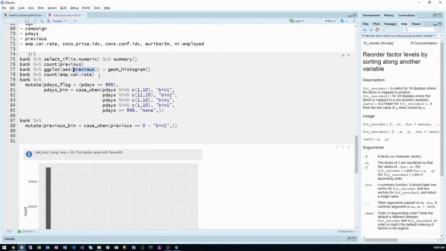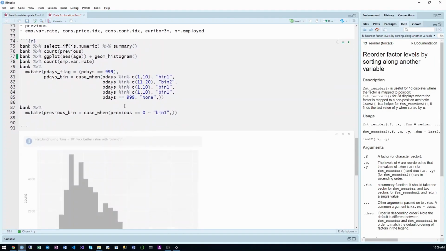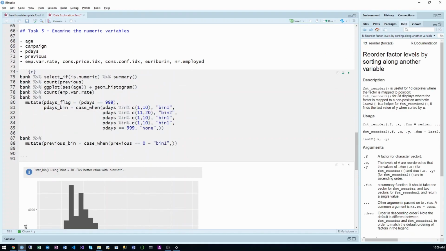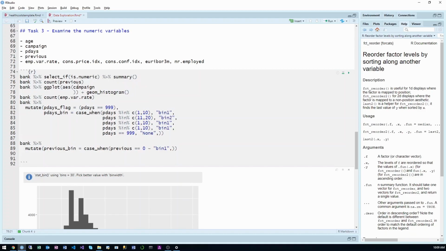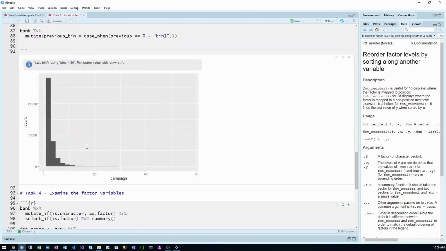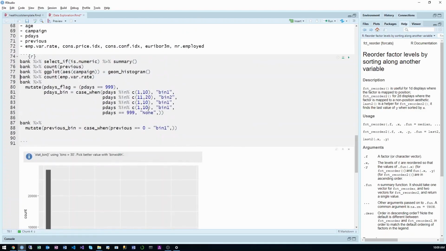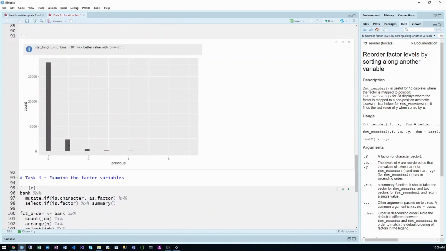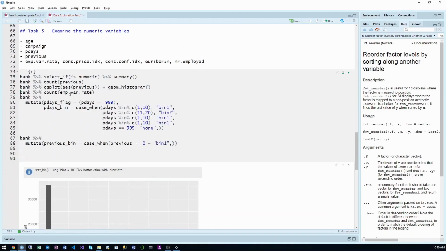So if you look at age, this one's approximately symmetric. So you might not need to apply a log transform here. You should definitely apply a log transform to campaign because this is highly skewed. Previous is a counting variable, so it's not necessary to apply a log transform.